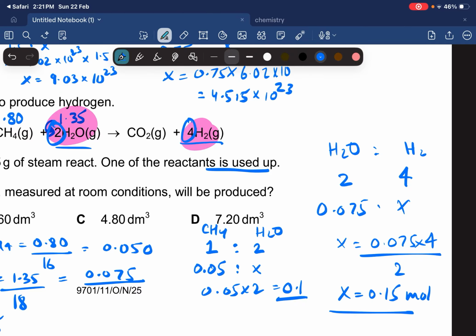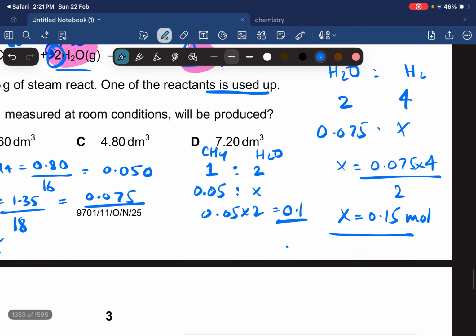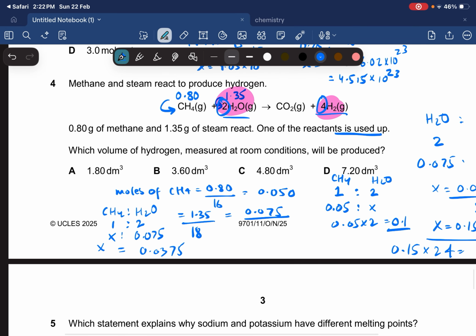Now we got the moles of H2. We got to figure out the volume. What do we do if we want the volume? We just multiply the moles by 24 and we get the volume. The volume comes out to be 3.6 dm cube.